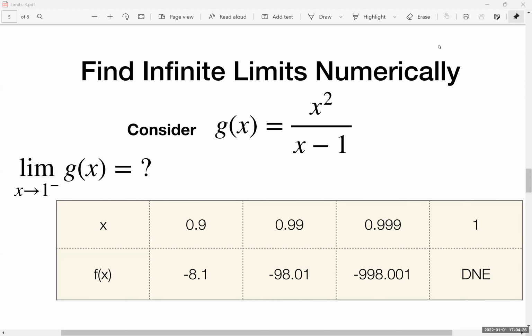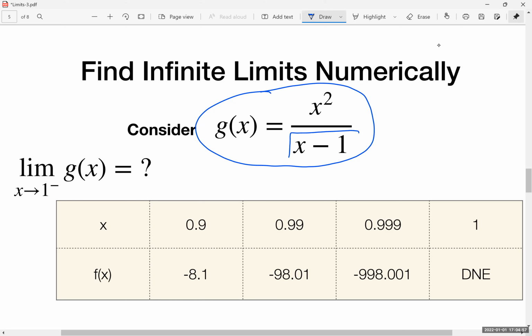We'll do an example on how to find infinite limits numerically, meaning using a table of values. So let's consider the function g of x equals x squared divided by x minus 1. This is a rational function, and we can see that we can find a vertical asymptote.